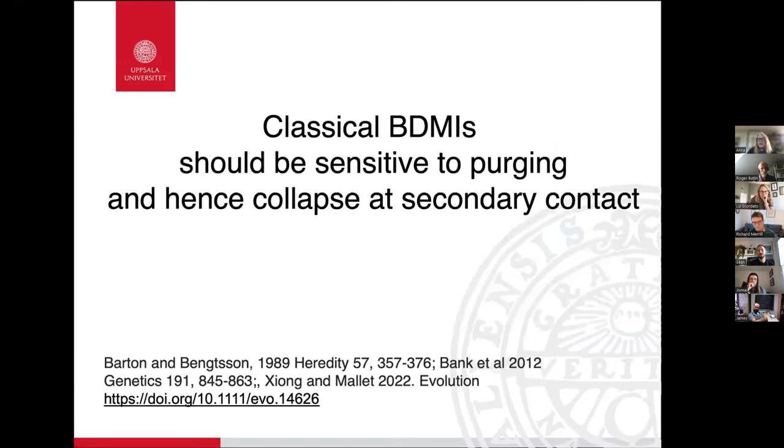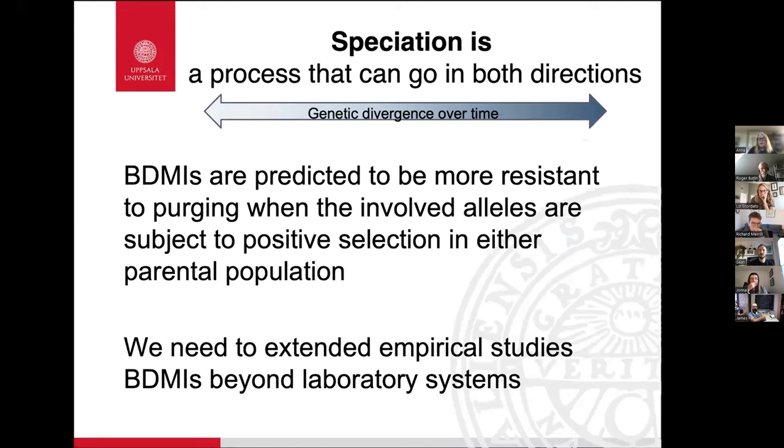But even classical BDM mice are sensitive to purging and hence could collapse at secondary contact. So we can't be that safe, once we have genetic incompatibilities, that the speciation process is actually completed. We should rather think of the speciation continuum as a process that can go in both directions. And according to theory, BDM mice are predicted to be more resistant to purging when the evolved alleles are subject to positive selection in either parental population.